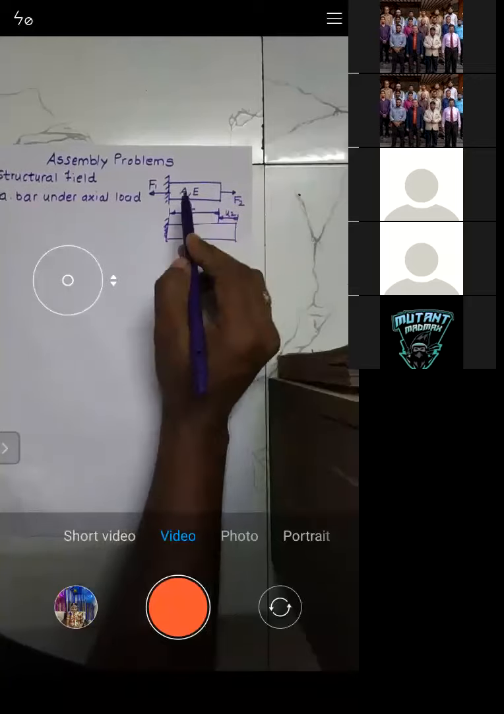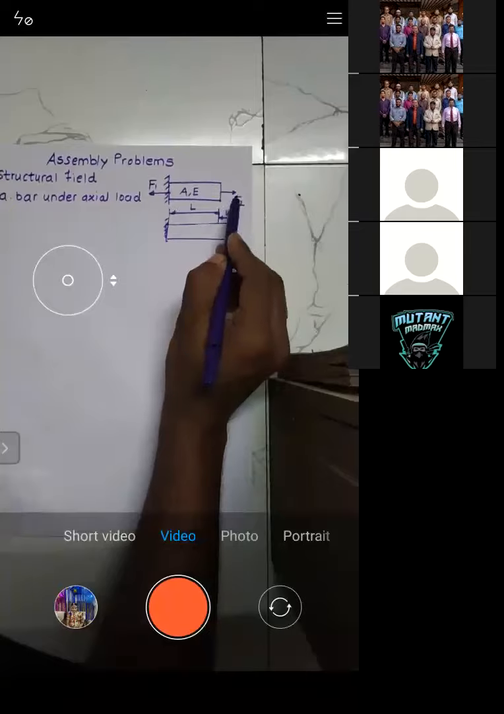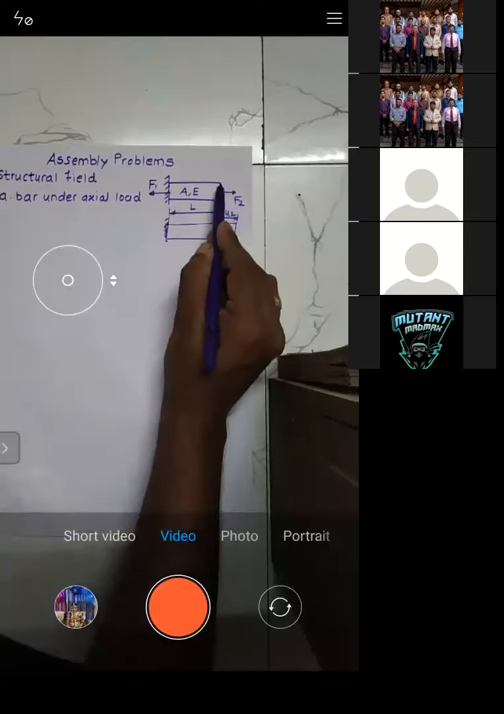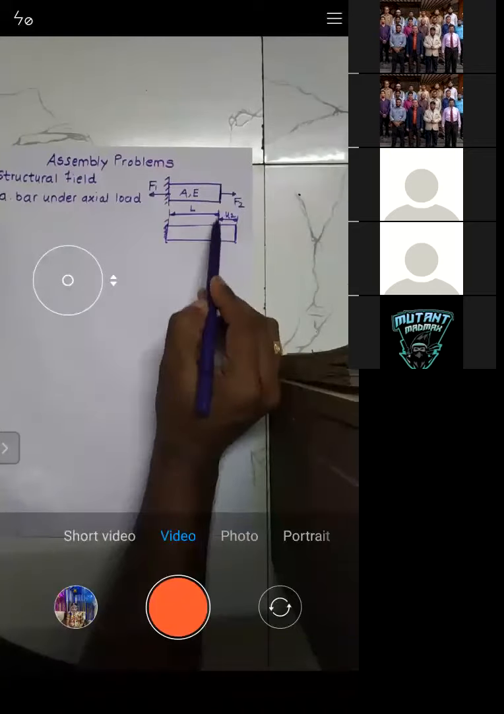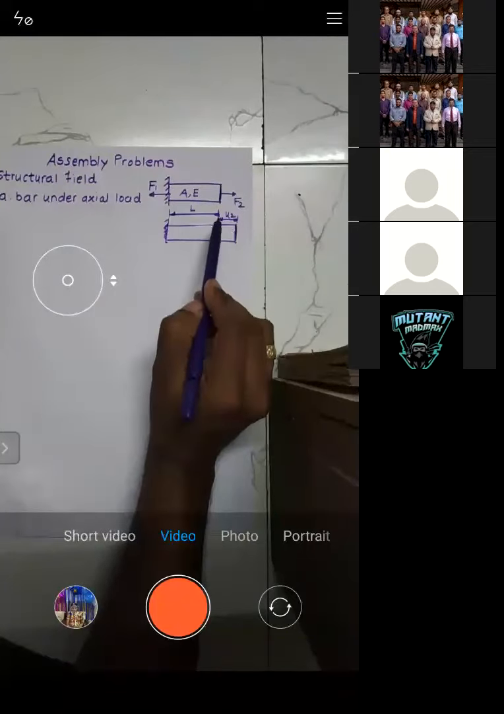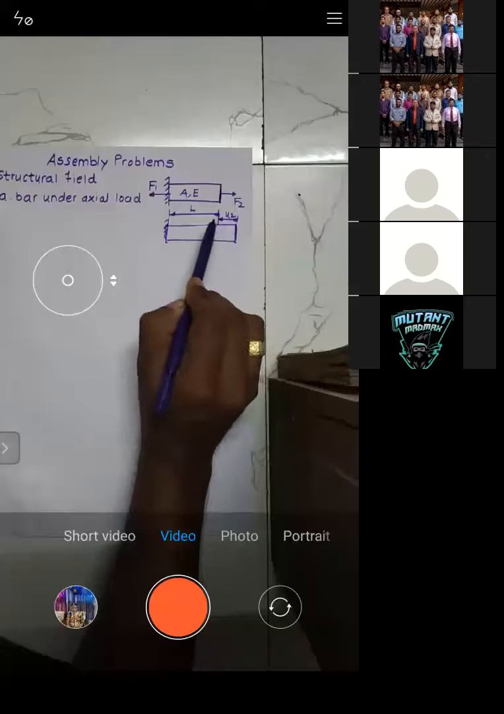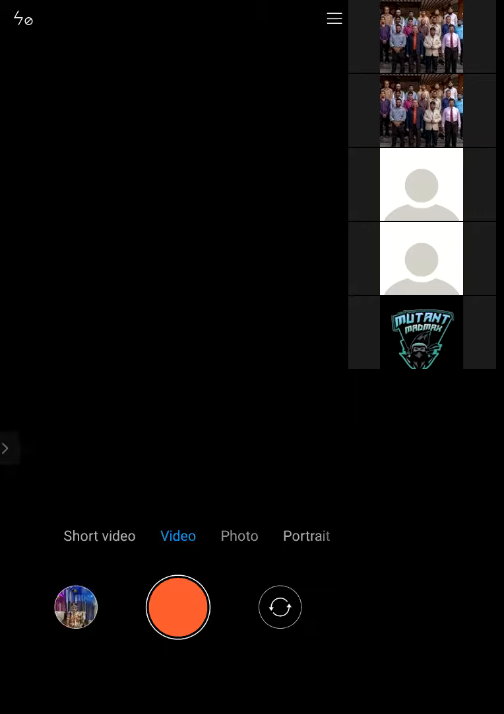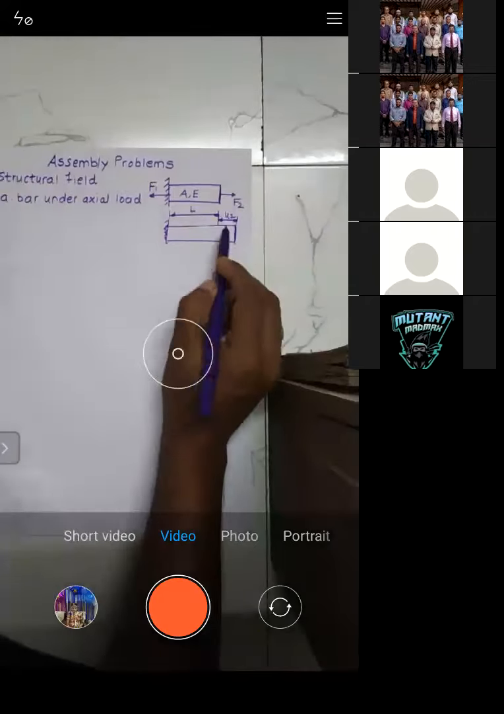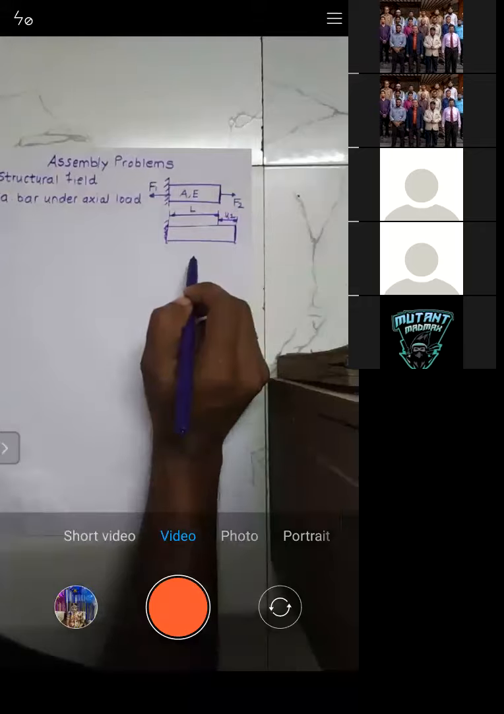Try to understand. When you apply force F2, what will happen? This face got shifted here. This is the initial position and this is the final position. The difference between the initial and final position will give me the value of displacement, and I will call this displacement U2, right? Is that okay?